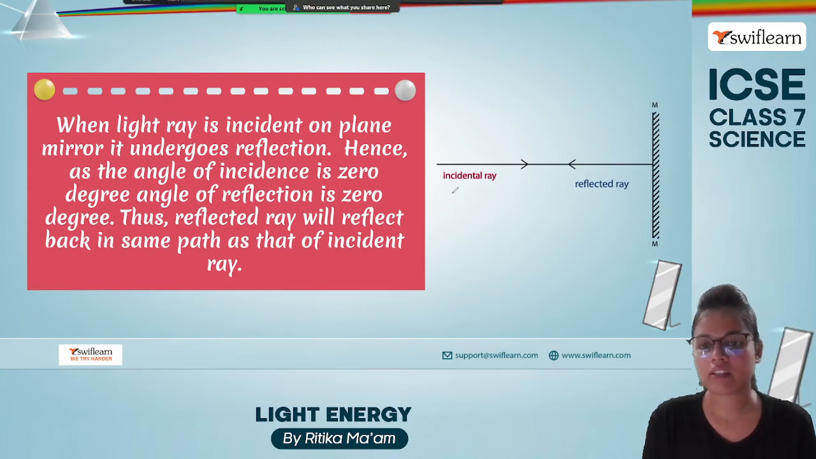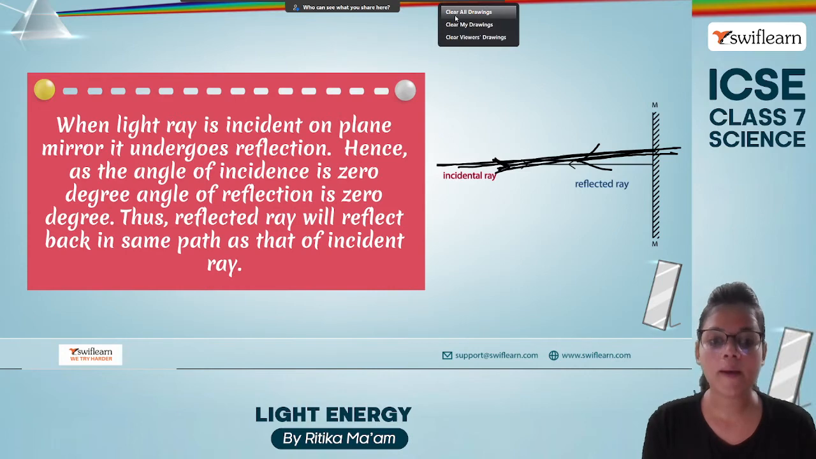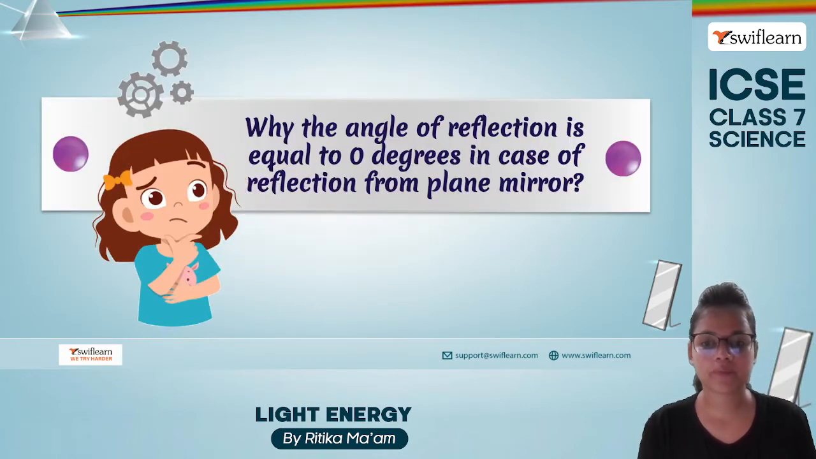So here we are seeing it. See, if the incident ray is coming through here in this direction, then the reflected ray will again go back in the same direction. Why? Because the angle of incidence will be 0.